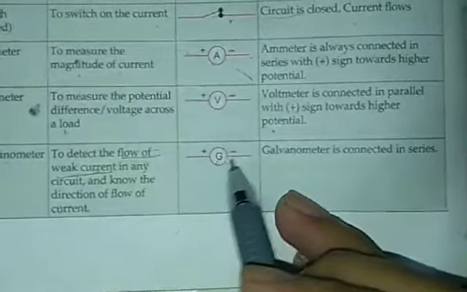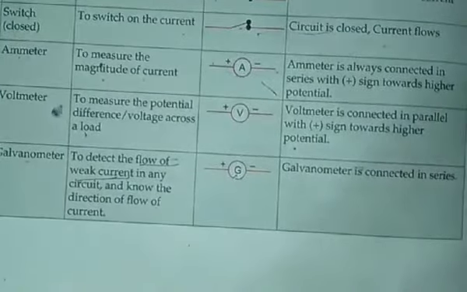This is the symbol for the galvanometer. The galvanometer is connected in series. Okay, students. The galvanometer is also connected in series with this circuit.